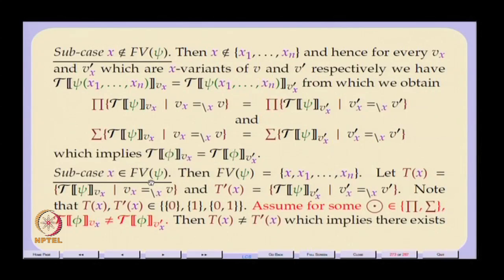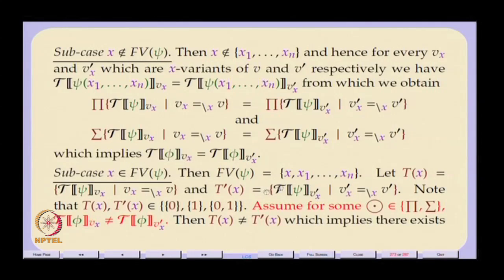In the case when x is a free variable of psi, then the free variables of psi are x, x 1 to x n. So there is an extra free variable in psi, and now we have to consider various x variations. Let me take this set T of psi v x such that v x is an x variant of v, the entire set for all possible x variations of v, and similarly for all possible x variations of v prime.